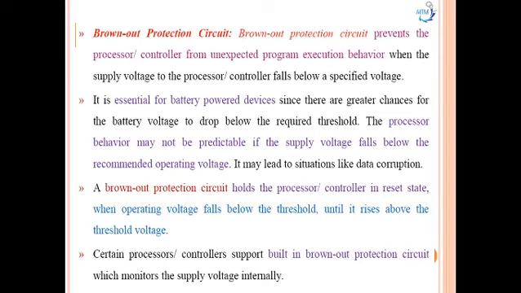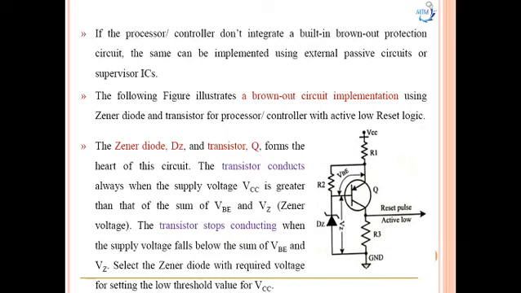A brownout protection circuit holds the processor or controller in a reset state when the operating voltage falls below the threshold until it rises above the threshold voltage here. Certain processors or controllers support a built-in brownout protection circuit which monitors the supply voltage internally here. If the processor or controller does not integrate a built-in brownout protection circuit, the same can be implemented using an external passive circuit or supervisor integrated circuits here.